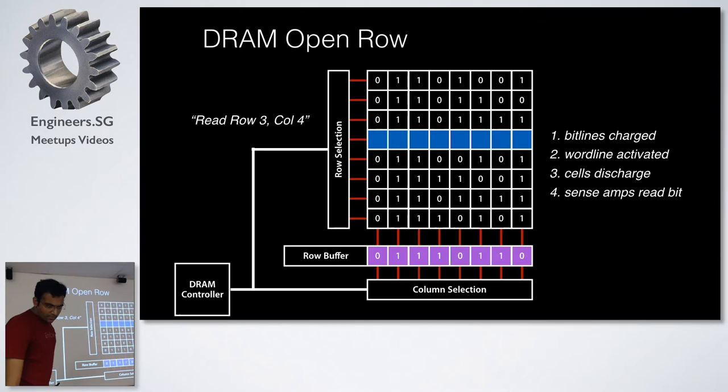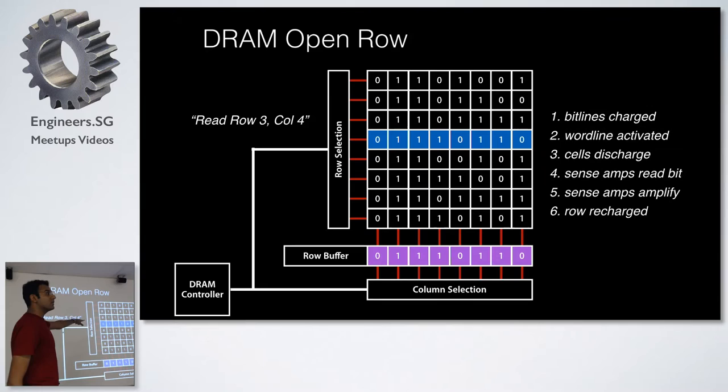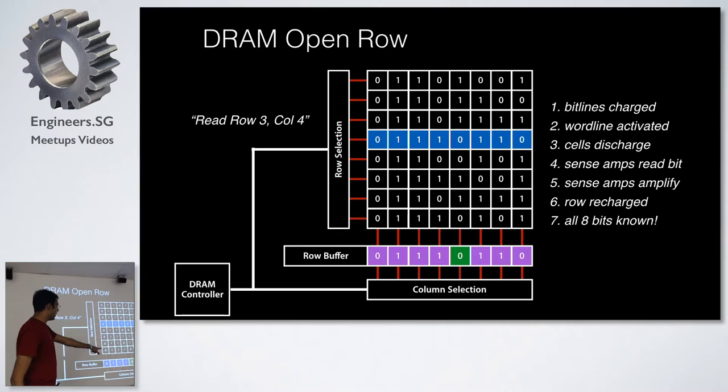And immediately the sense amplifiers would amplify the charge so that the charge gets back into the original cell again, and now we have read everything. By the nature of this design, if you want to read one cell, you actually read the entire row. So we have actually read exactly the value that we need. So we tell the row first, then we tell our column selector: row 3, column 4 is a 0.